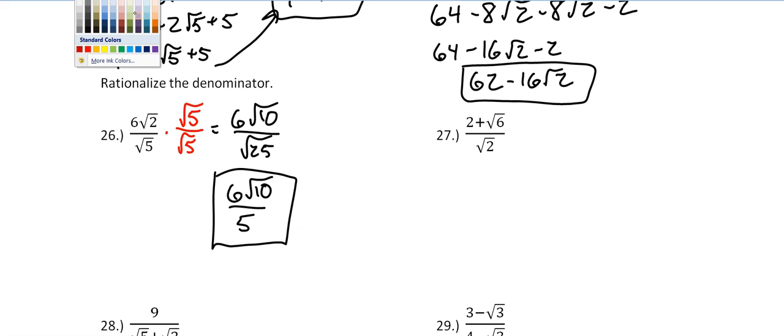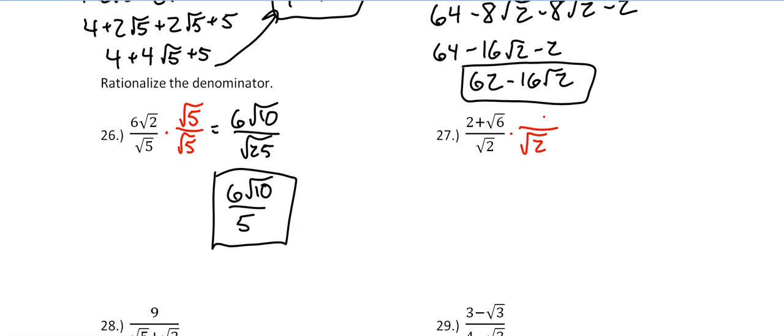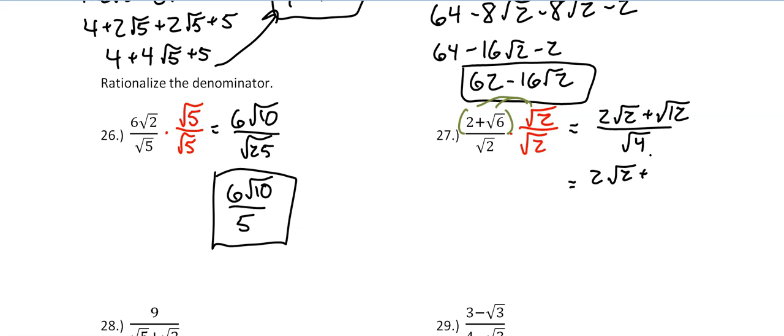This one, same kind of thing. I have to multiply that root 2 by itself, so I have to multiply by the square root of 2. Whatever I do to the denominator, I have to do to the numerator. And so now here's the thing. That numerator, I have to use my distributive property here in order to multiply those two things. So again, I still do the outside times outside, inside times inside. 2 root 2 plus the square root of 12. But now I have to keep simplifying down here, the square root of 4.